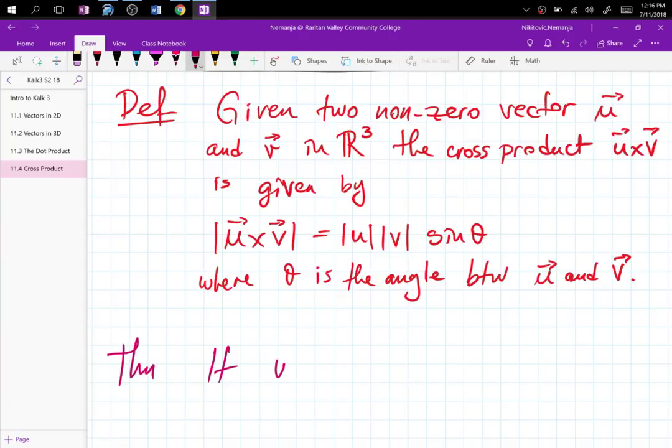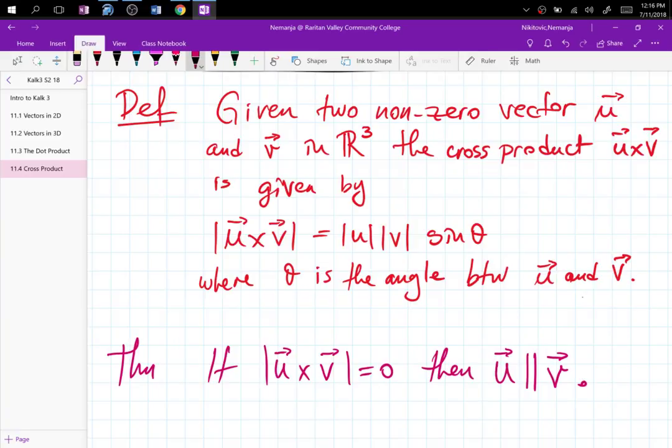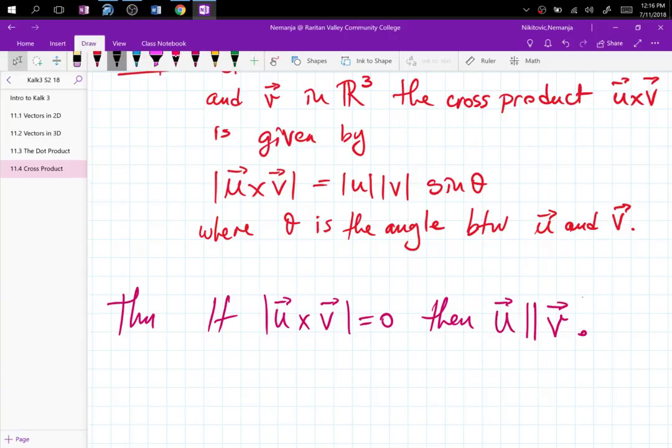if the magnitude of U cross V is equal to 0, then U is parallel to V. Put in the word then in between. This is going to be useful as well.